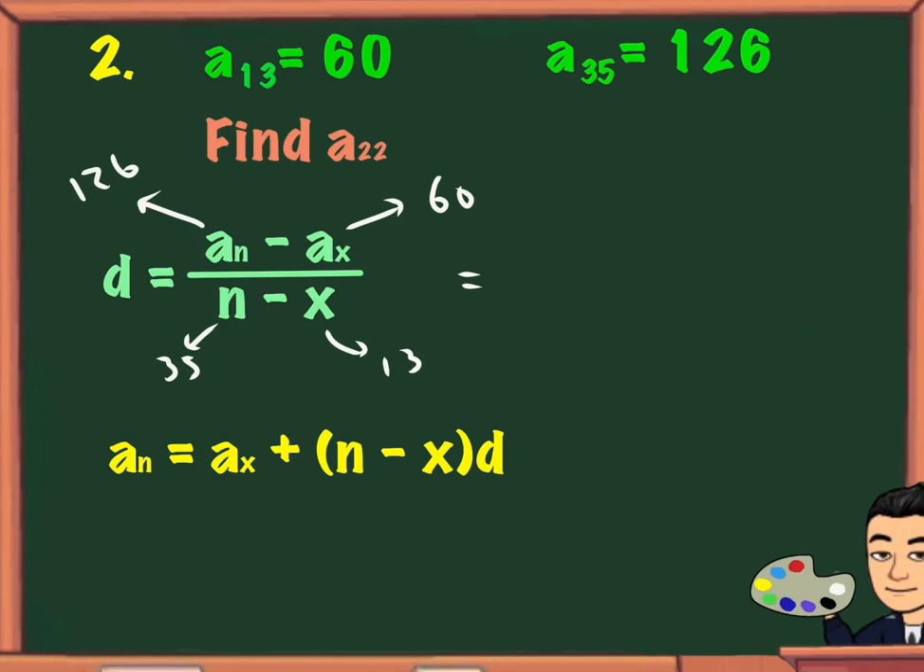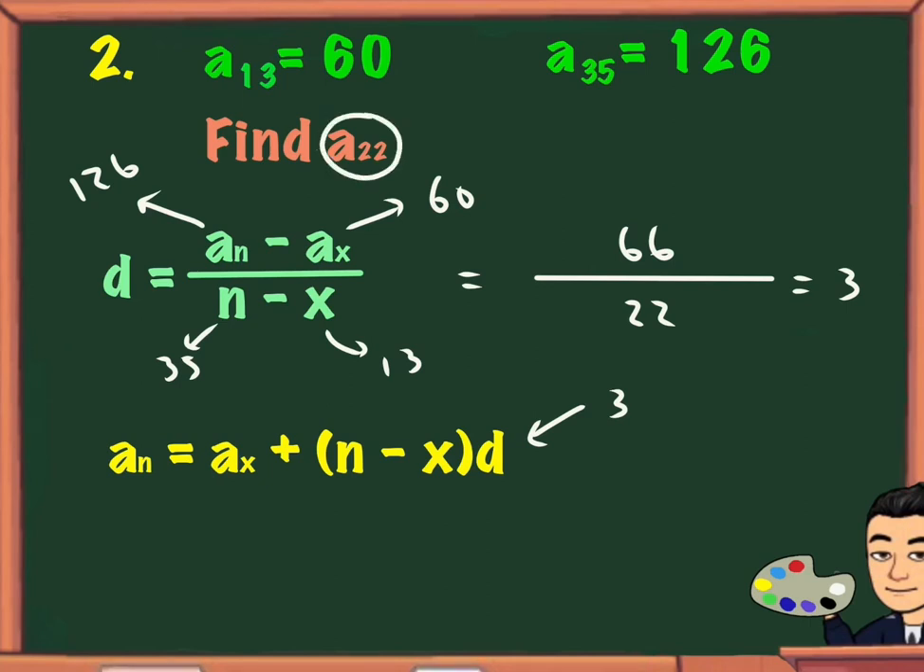Okay, so 126 minus 60 is going to be 66. On the bottom, 35 minus 13 is 22. So your common difference is 3. Now you can plug that into the rule, so d equals 3, right? Our goal is to find out what a sub 22 is. So put a sub 22 in there, and for the a sub x, put the lower term, which is a sub 13, which means x is 13.